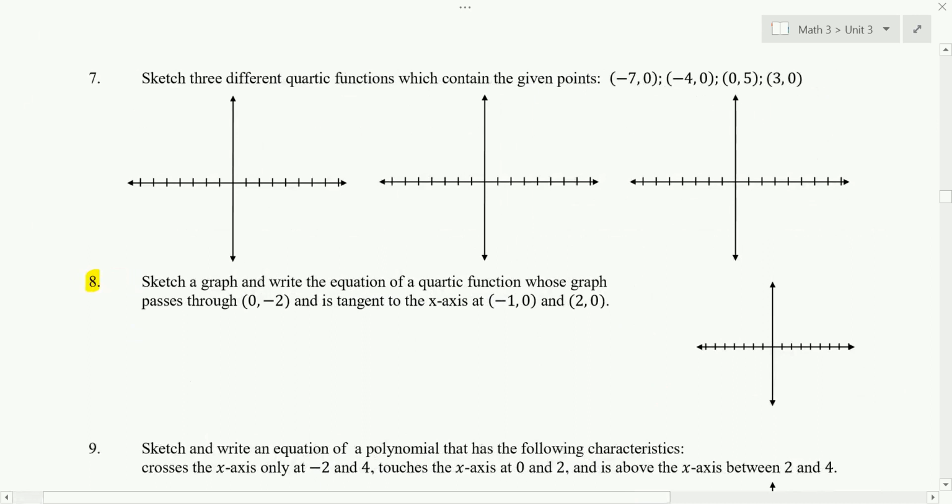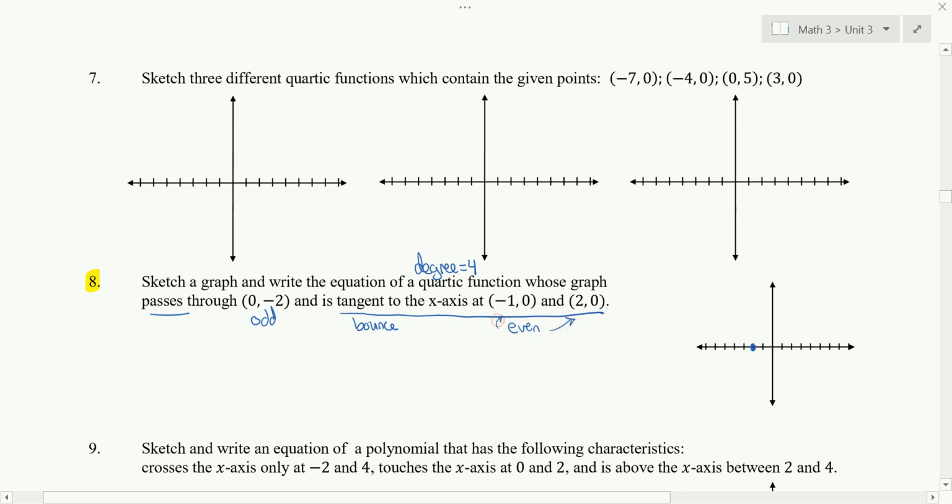Number 8, we're asked to sketch a graph and write the equation of a quartic. Quartic means degree 4. Function whose graph passes through 0, negative 2. It's going to pass through, so we have an odd multiplicity here. And it's tangent to the x-axis at these 2 points. That means it's going to bounce. Tangent means it touches but doesn't pass through, and so that means we have an even multiplicity for both of these points.